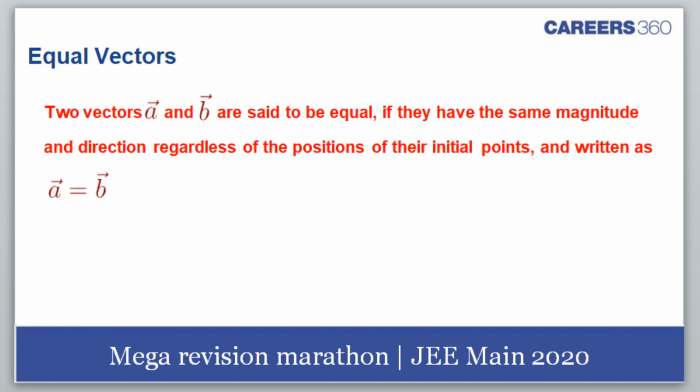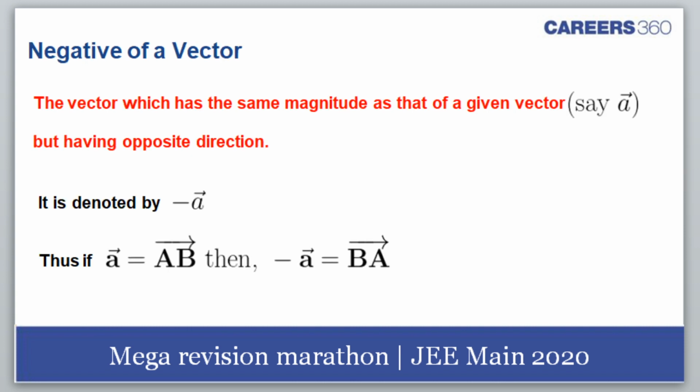So tell me, 3i cap and minus 4i cap, are they collinear or not? Yes, they are collinear. Equal vectors. Two vectors a and b are said to be equal if they have the same magnitude and direction, regardless of the positions of their initial points. Okay, written as a is equal to b. Then we have the negative of a vector. The negative of a vector has the same magnitude but exactly the opposite direction to the vector. Okay.